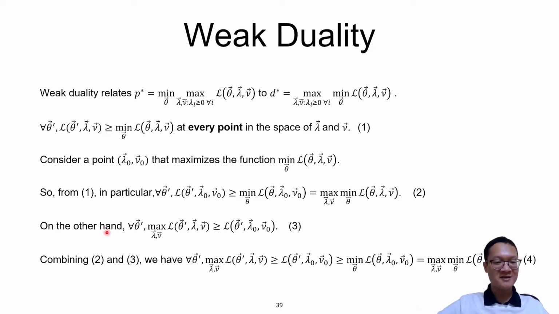So continuing on, next, we said that for every theta prime, max over lambda and nu of L of theta prime, lambda and nu is always greater than L of theta prime and lambda 0, nu 0. So why is this? Well, for all theta prime means that we can plug in any theta prime, right? No matter what theta prime we plug in here, if we maximize over lambda and nu afterwards, that's always going to be greater than or equal to simply plugging in a particular value of lambda 0 and nu 0. So that's why this inequality holds.